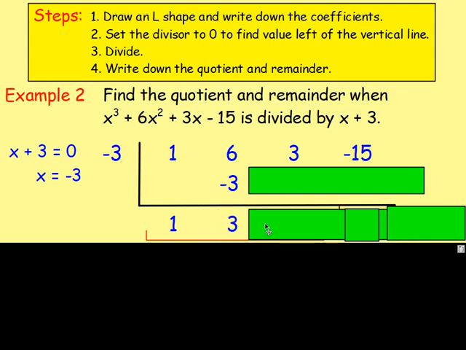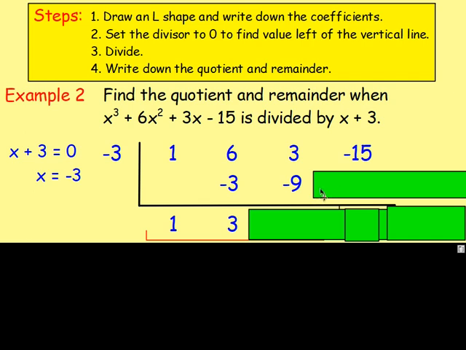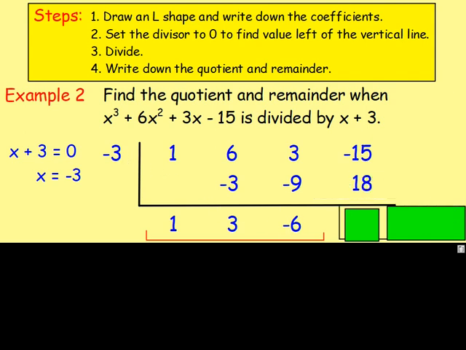Add the columns, that'll give us 3. Multiply across gives us negative 9. Add the columns gives us negative 6. Multiply across, negative 3 times negative 6 gives us 18. And if we add the columns, we will end up with 3. Remember, this number that you get out is the remainder, so the remainder is going to be 3.